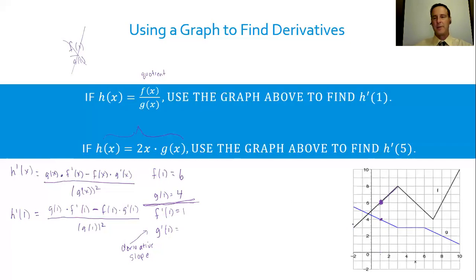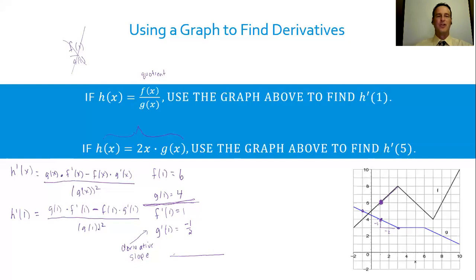Okay, and then G prime at 1 is right here. It looks like the slope is, I'm going to find some points that are touching some lines nicely. Okay, so it looks like it's down 1 over 2. So if I go down 1 over 2 as you move from left to right, that is -0.5. Okay, and don't forget the negative. That's important. All right, and now you got to plug it in to this monster.